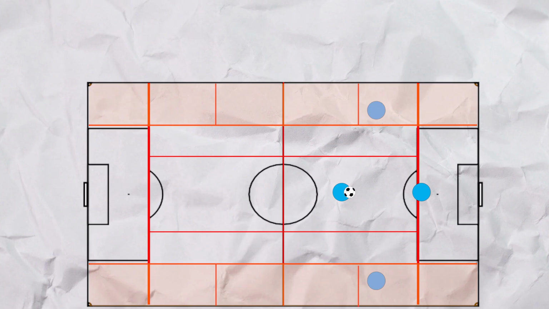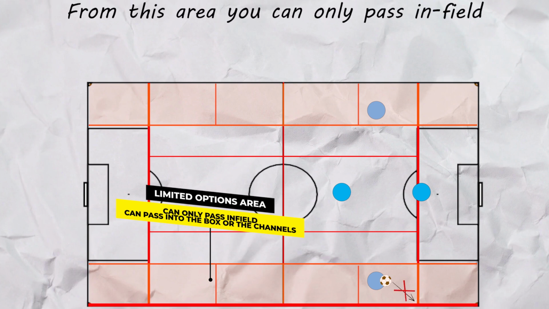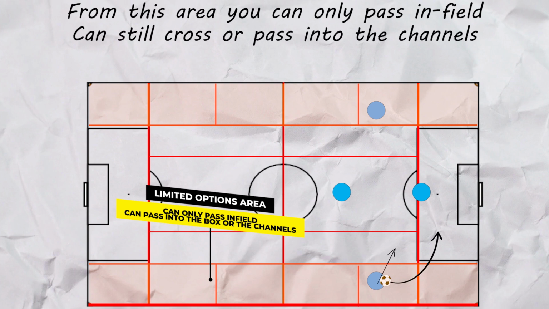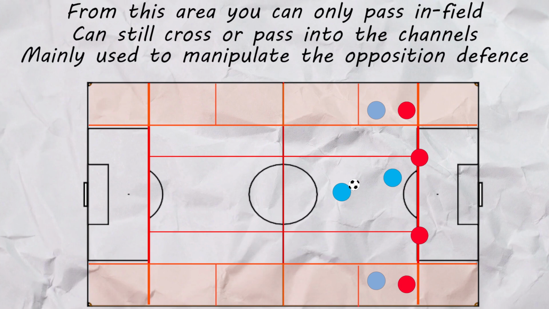The wide area is slimmer than in the 18-zone system and is identified as the limited option area. This is because the touchline limits the directions you can play the pass into, as you can only pass infield. However, you still have good passing angles into the channels or crosses into the box. This region is used to manipulate the defense because a penetrating pass into the wide areas forces the defense to shift across and increases the gap between the defenders, even if momentarily, to give Pep an advantage.